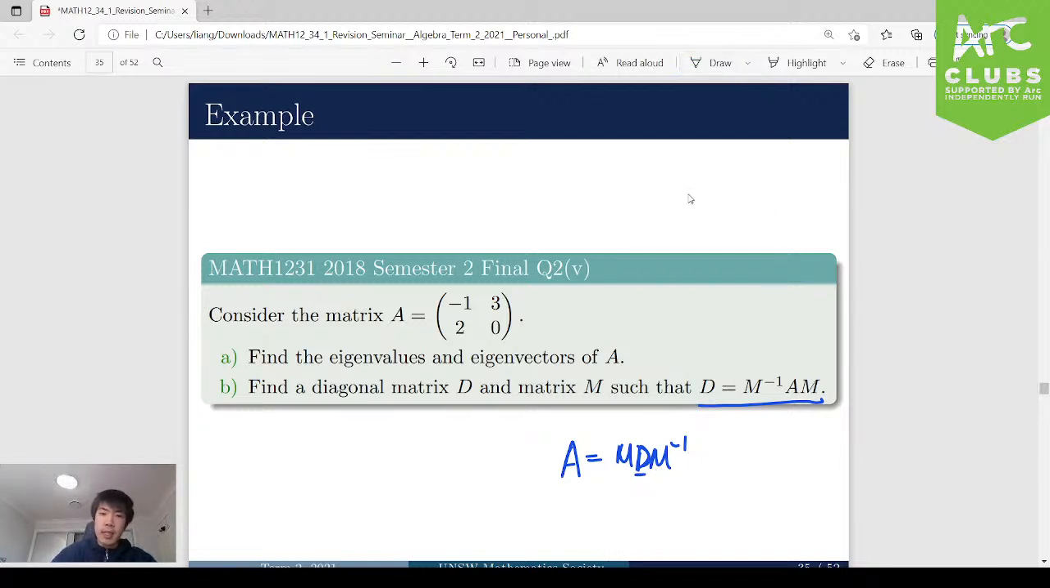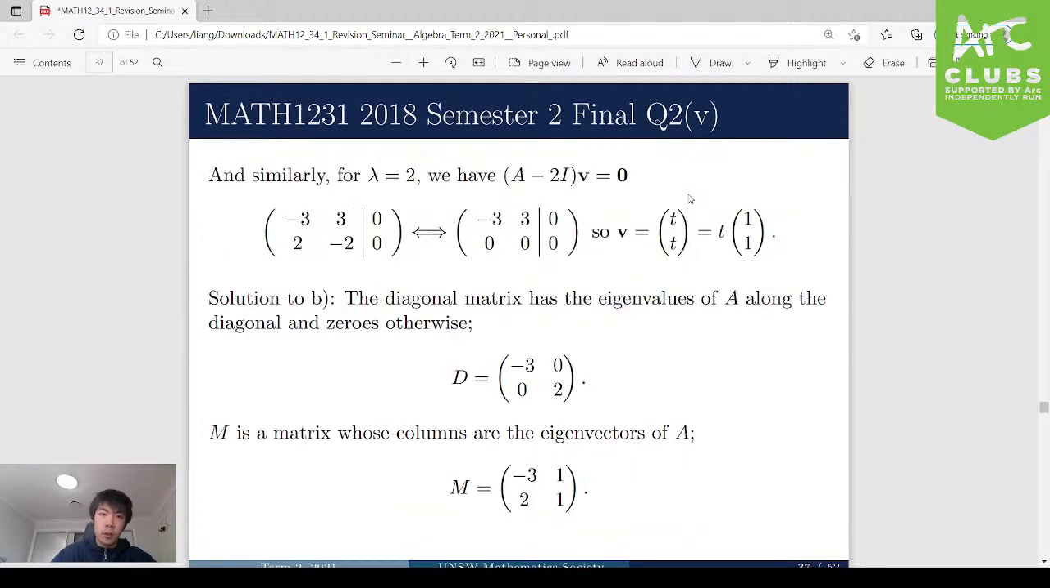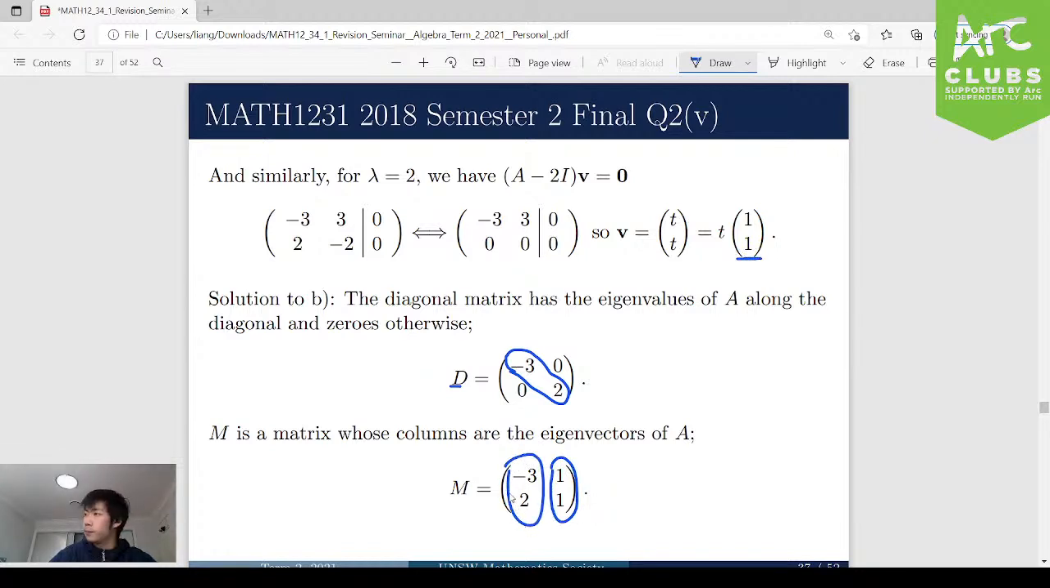So this matrix D and this matrix M, like we said before, your D matrix would simply be a diagonal matrix with your eigenvalues, so -3 and 2, and your matrix M would just be the columns of your eigenvectors. So the eigenvector of 2 comes here, and the eigenvector of -3 comes here. And that's it, okay?